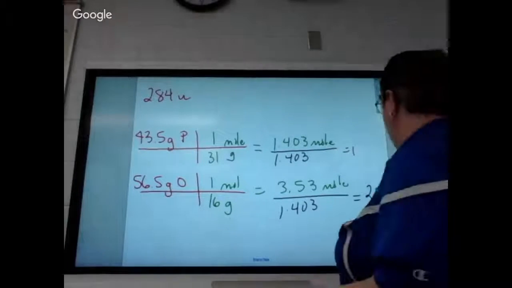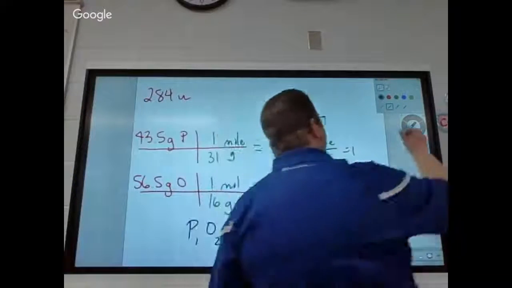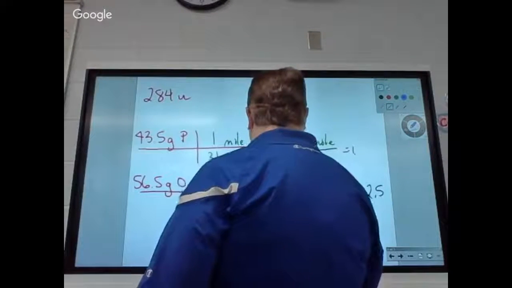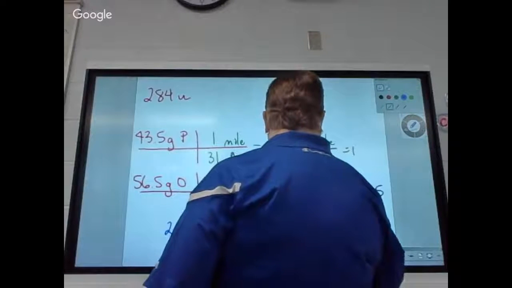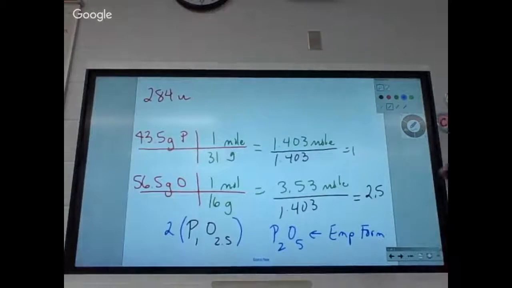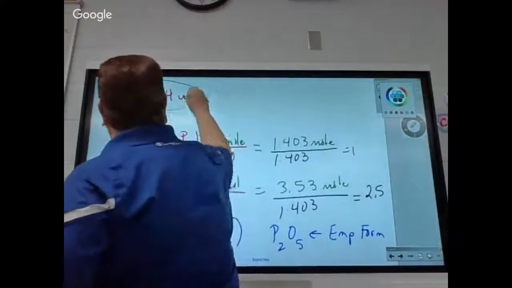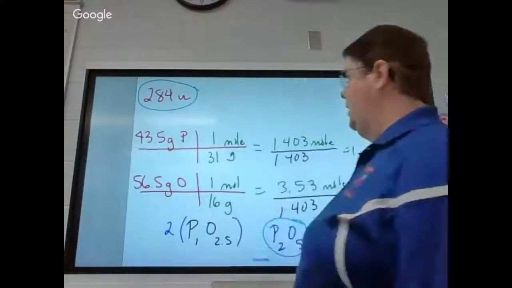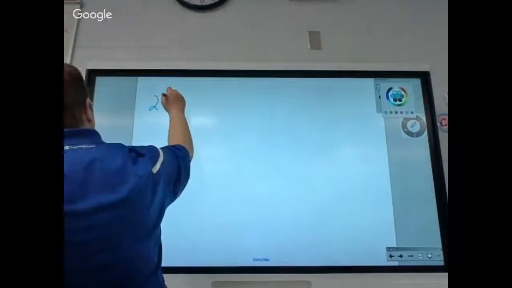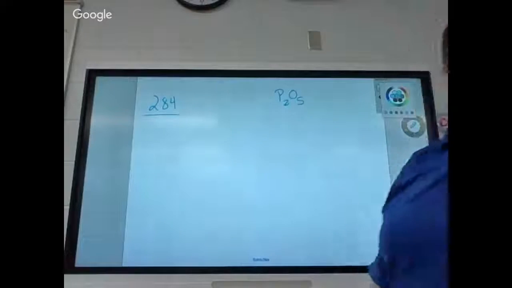Okay. So when I write the formula, I have P1 O2.5. So what do I do when I get that? So I get P2O5. That is my empirical formula. Okay? The question was the molecular formula. So now I have to take this number up here, and I've got to do the second piece. Okay? So I'm going to take the 284, and I'm going to use that P2O5 to find my molecular formula. So what do I do now?